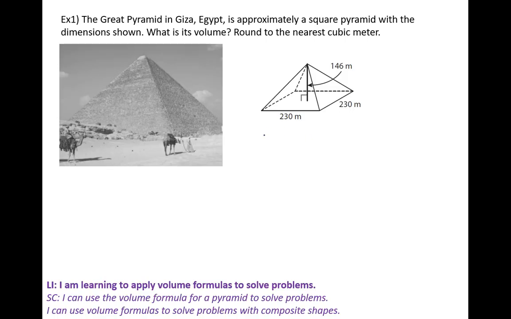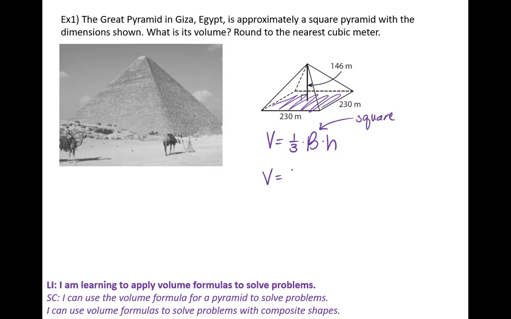But I'm going to start with volume. So the volume formula is 1/3 times the area of the base times the height. And we already mentioned the base here. It tells us it's approximately a square, again, this down here at the bottom. So that is a square.